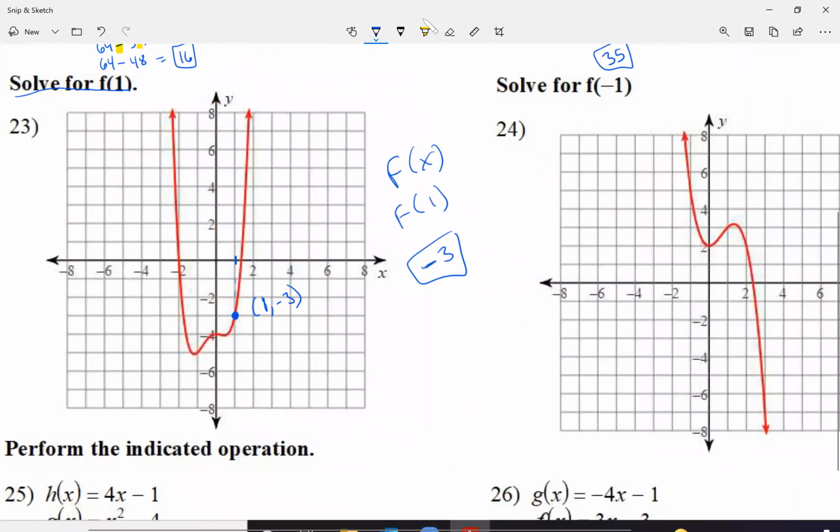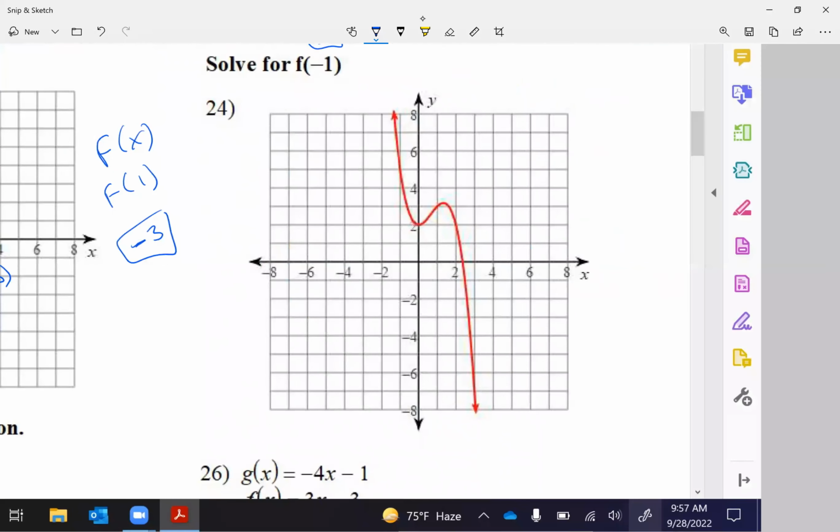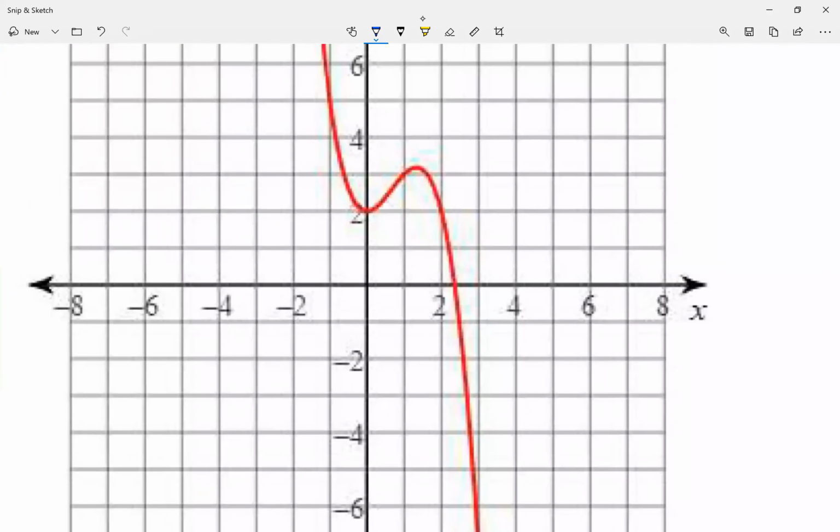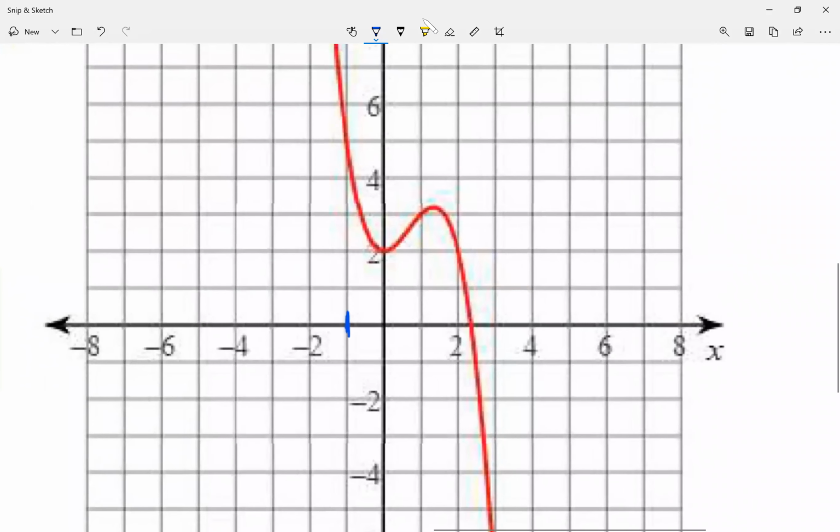Now let's take a look at question number 24. Here I'm asking for f of -1, so be careful on the sign. -1 on the x-axis is right here. Now here my graph is above, so it crosses right there. You guys can see my point. Let me emphasize, I'm looking at that point. The coordinates of that point are (-1, 5).